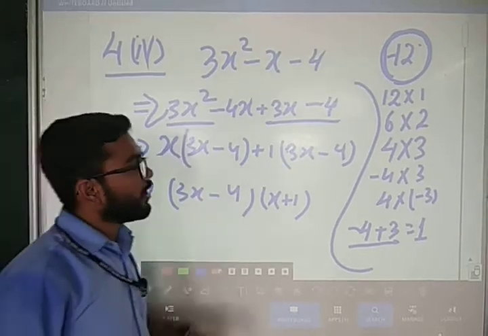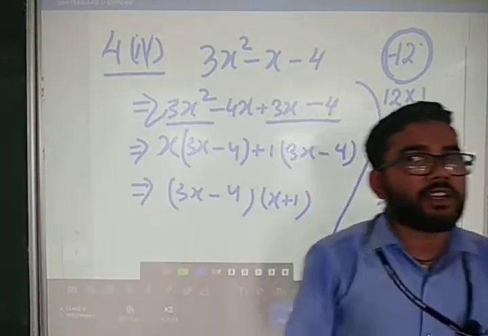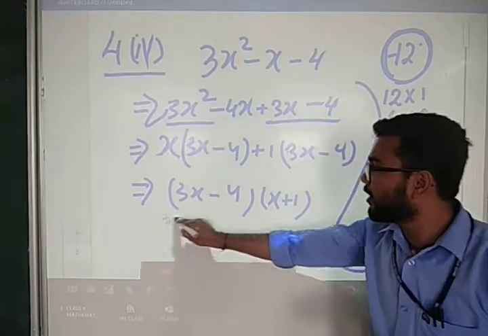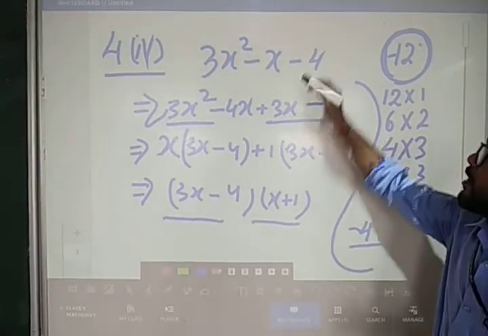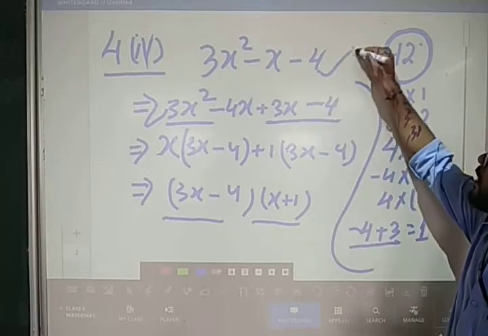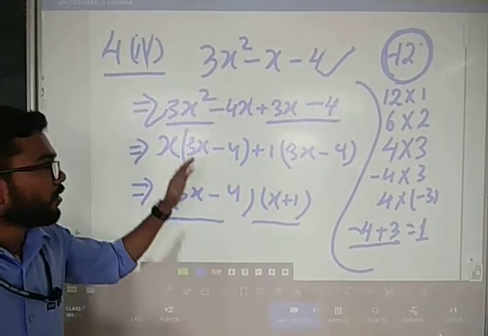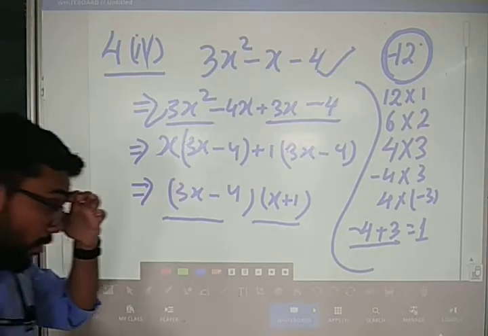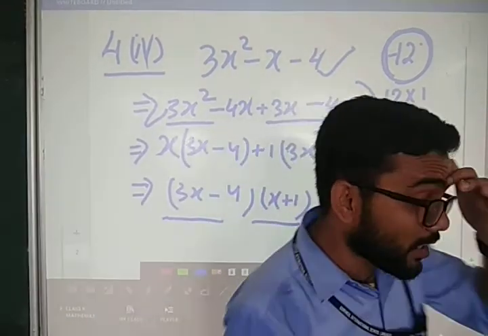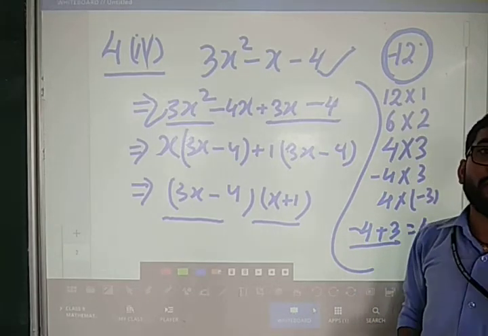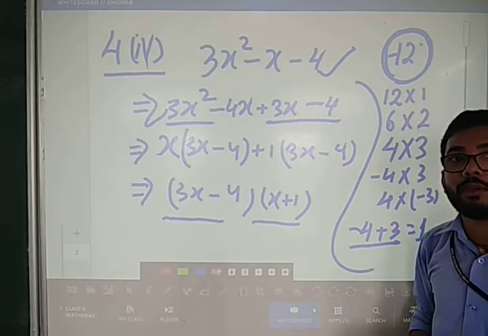So in this way you can find the factors of a quadratic polynomial. When you multiply these factors, you will get this quadratic polynomial. Now, at the next level, you need to find the factors of a cubic polynomial. How will you find the factors of a cubic polynomial?